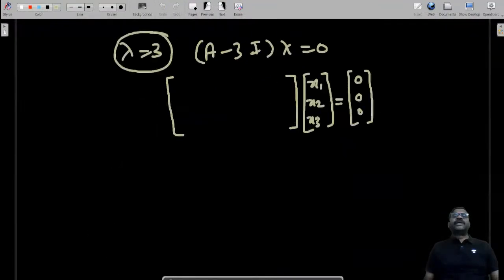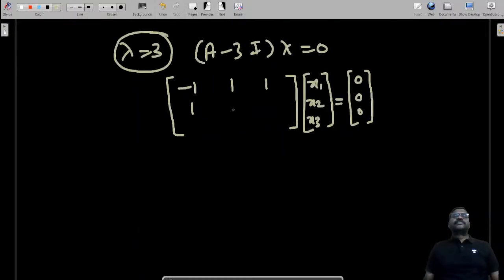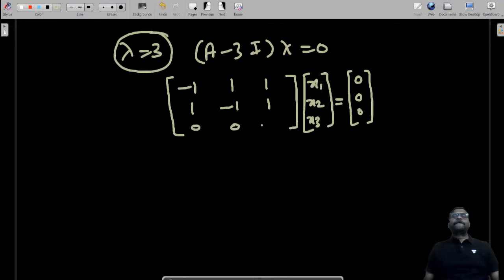2 minus 3 is minus 1, 1, 1. 1, 2 minus 3 is minus 1, 1. 0, 0, 1 minus 3. Select any two non-zero rows: first, middle, and last. First: minus 1, 1. Middle: 1, minus 1.